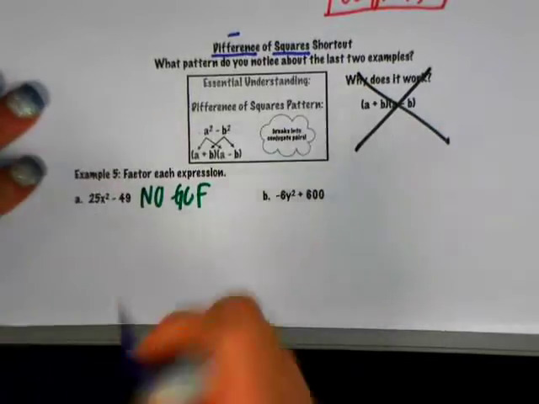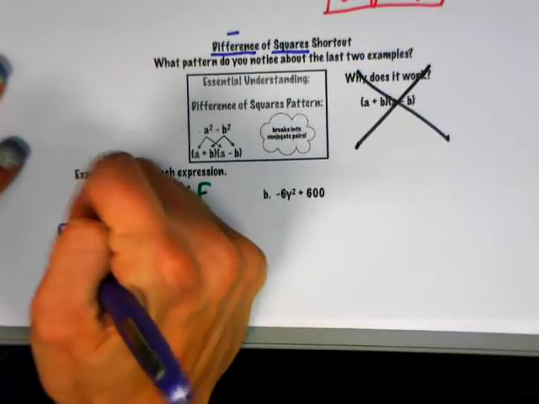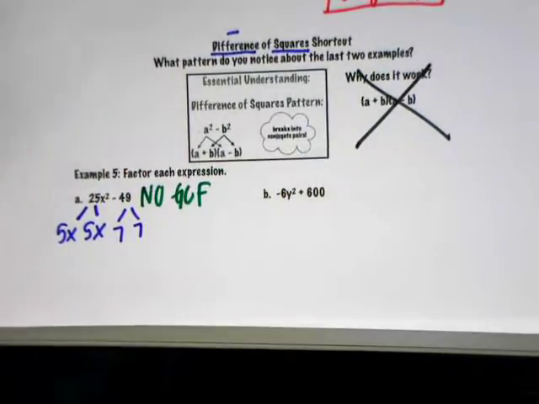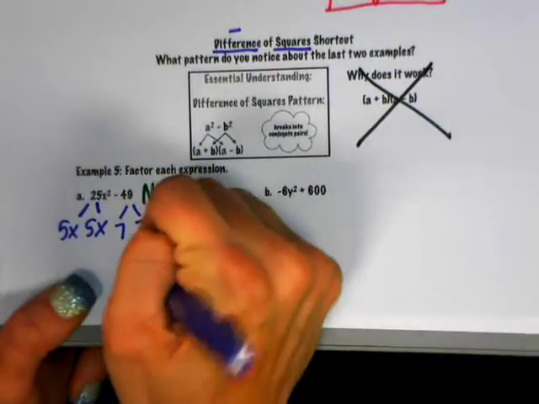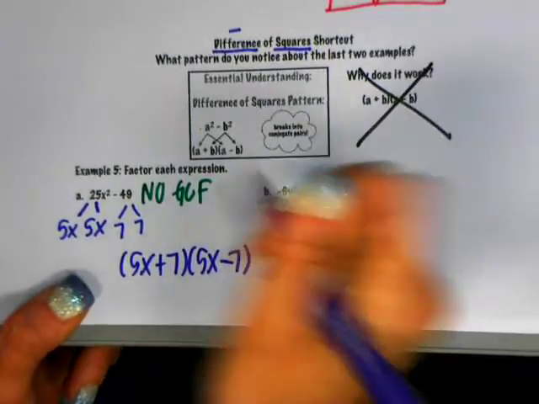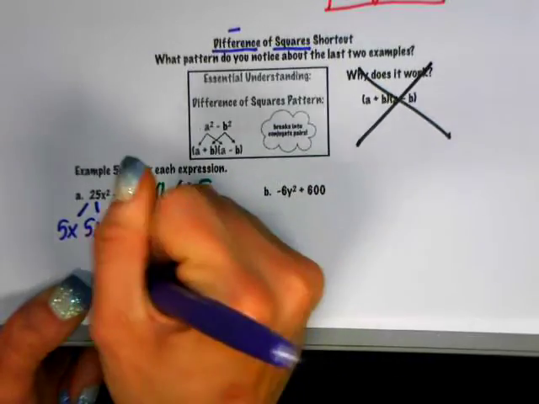So for 25x squared, is that something times itself? What times what? And then what about 49? Yes. So this is going to break into the two conjugate pairs. You're going to do 5x plus 7 and 5x minus 7, because the two signs being different is what makes the middle not there anymore.